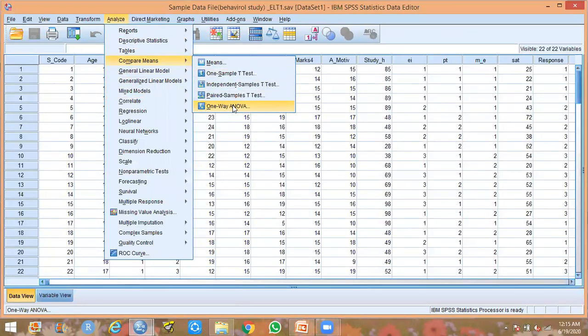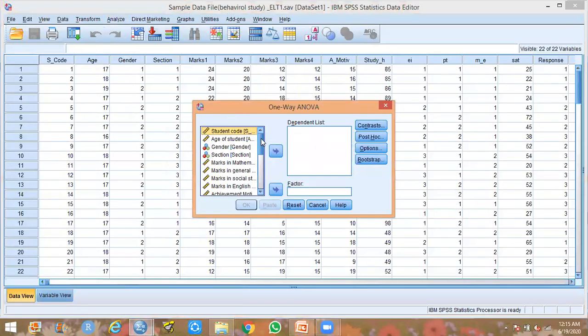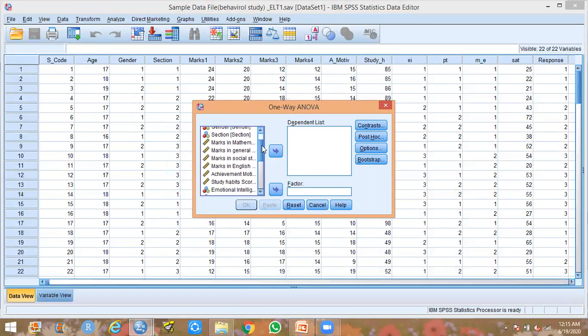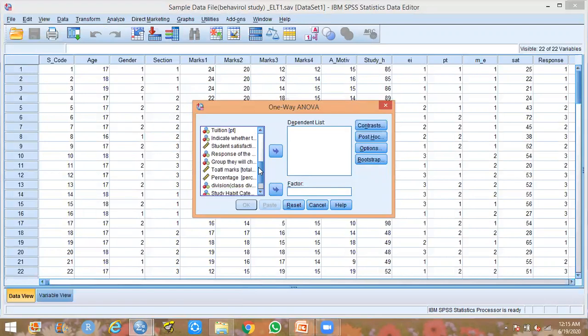Now the tool is one-way ANOVA. If you have another variable with two categories, then we go for two-way analysis of variance. Here you have only a single variable and a single factor, that is group. Now, the dependent list. What is the dependent list? The dependent list is your academic performance. Here I am taking academic performance as the percentage of marks. Of course, you can take total marks also. No problem. I am taking the percentage.